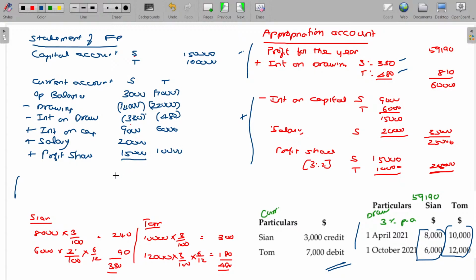The total of S being 32,670. And in case of Tom, 13,480 negative. The total value being 19,190 in the outer column. Then overall capital here being 2,69,190. Hope you will be now able to understand how to incorporate the normal current account and capital account in a statement of financial position. Is that okay?